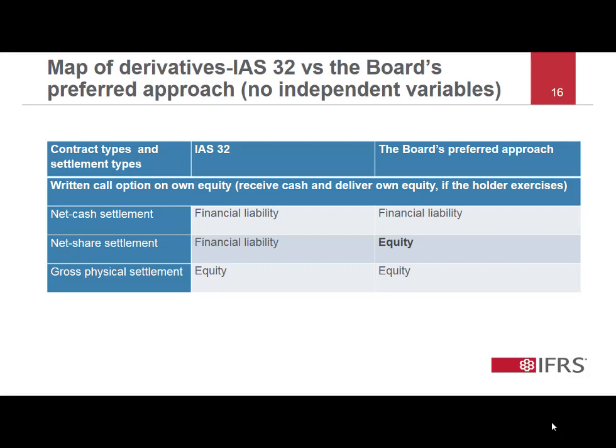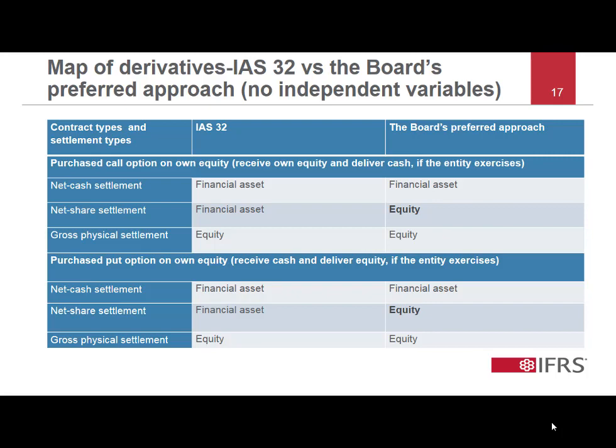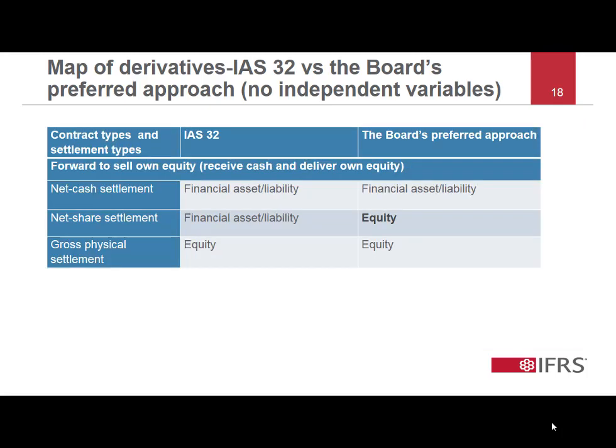This slide considers classification of purchased options. The entity would still ask the same two questions to determine its classification. You will notice the change in the classification of net share settled derivatives when compared to IAS 32. The reason for the change is the same as the reason for the change in the classification of net share settled written call options that was analyzed in example 3. The classification analysis for a forward contract will also be similar, and the classification for net share settled forwards will change when compared with IAS 32.